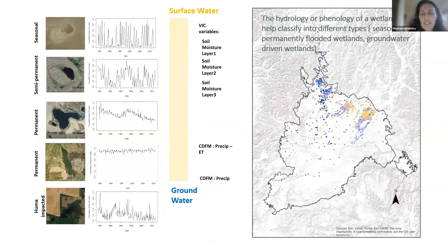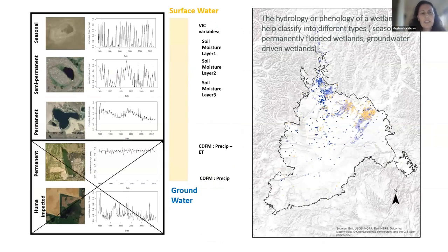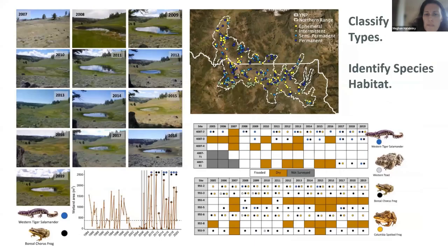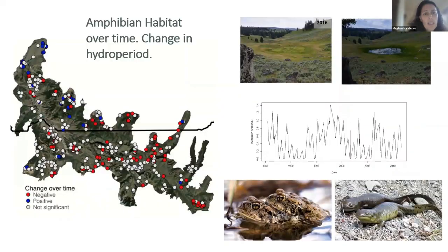This is work that I did quite a while ago, but it looks at the different kinds of hydrologic signatures through time, whether that wetland is more surface water driven or groundwater driven, trying to understand if it's gone through some significant change in its hydrology. Using this in places like Yellowstone to predict wetland habitat for different species. Using, again, satellite image time series, looking at how the change in hydroperiod might be impacting species composition over time.